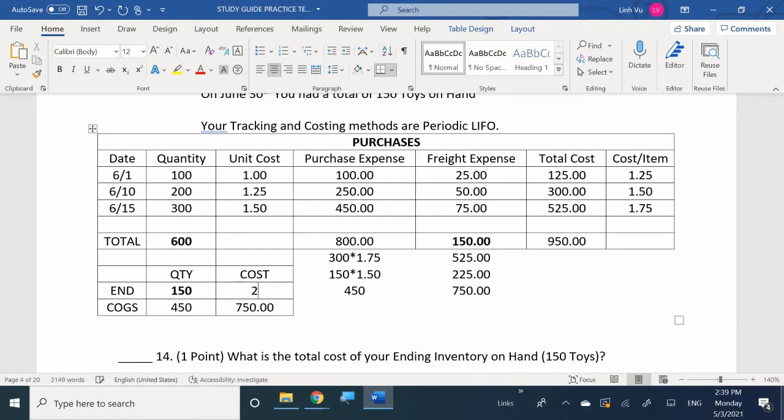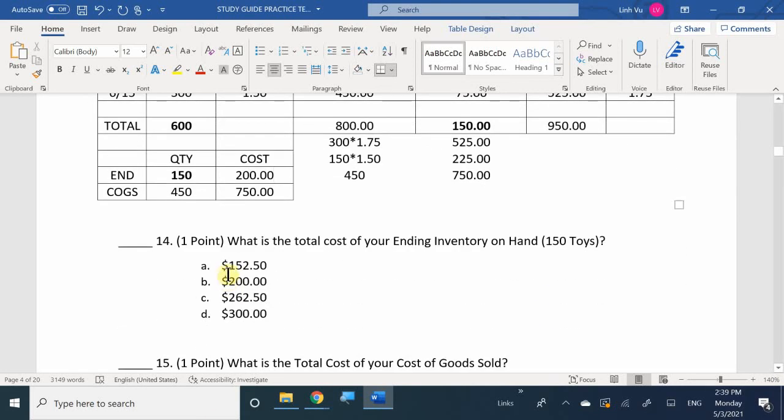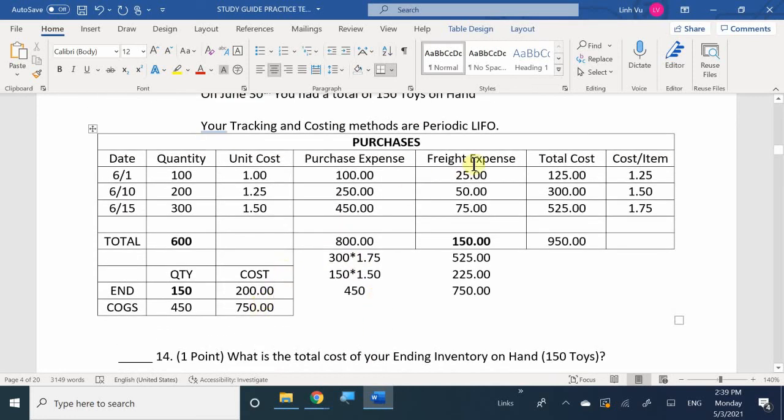$200. Good. Okay, so let's go ahead and answer the questions here. What is the total cost of the ending inventory? 200 again? You could do 950 minus the 750.